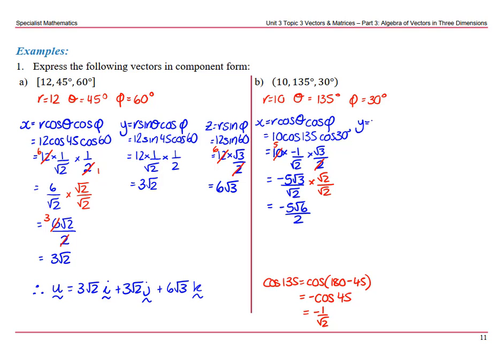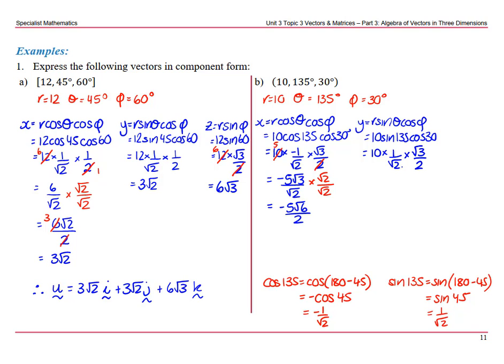Our y is r sine theta cos of phi, which is 10 sine of 135 cos of 30. Sine of 135 is sine of 180 minus 45. Second quadrant, sine is positive, so that's sine of 45, which is 1 on root 2. So this becomes 10 times 1 on root 2 times root 3 on 2. Exactly the same as the previous answer, but positive. So 5 root 6 on 2.